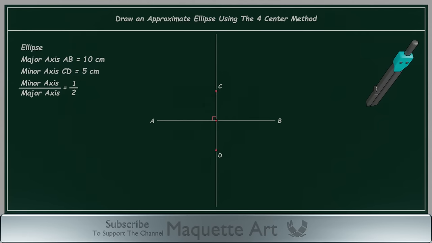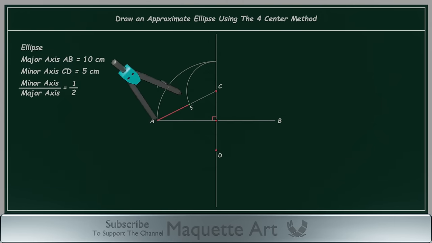Now extend line CD on both sides. Now draw a perpendicular bisector to line AE using the method I just explained. Extend this line until it intersects with the extension of line CD. This point is one of the four centers required to draw the ellipse.